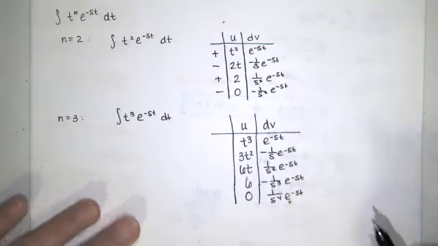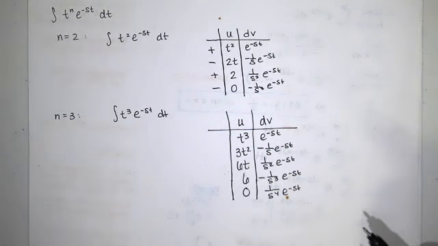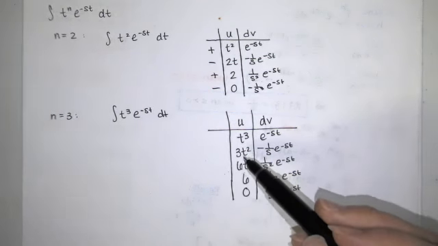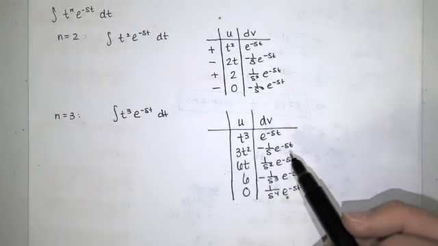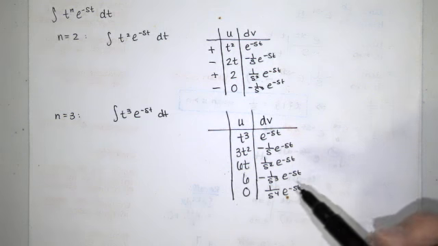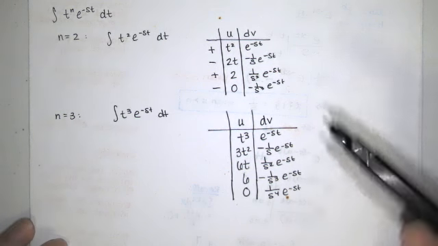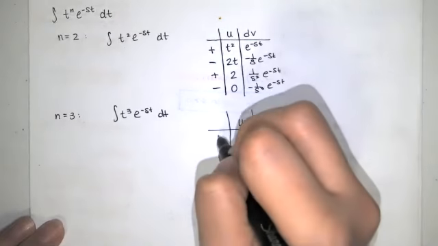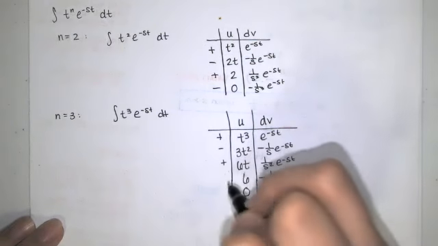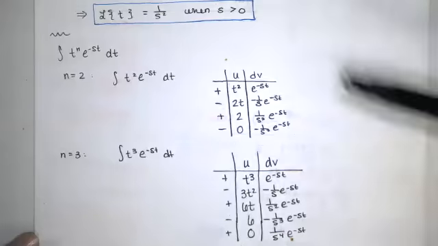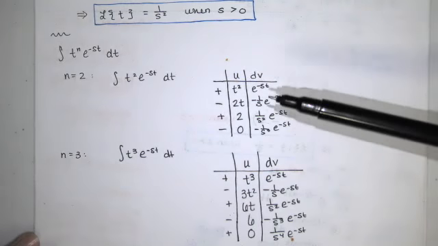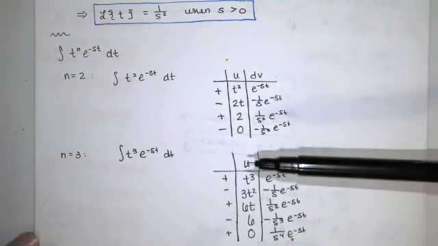So I took the derivative until I got to 0, and then I took the antiderivative. So I had to take the derivative 4 times when n was equal to 3, and I had to take the antiderivative 4 times. So the question is, well, what's the pattern? If this is equal to n, I think I'm going to have to take the derivative n plus 1 times, because when n is 2, I had to take the derivative 3 times.